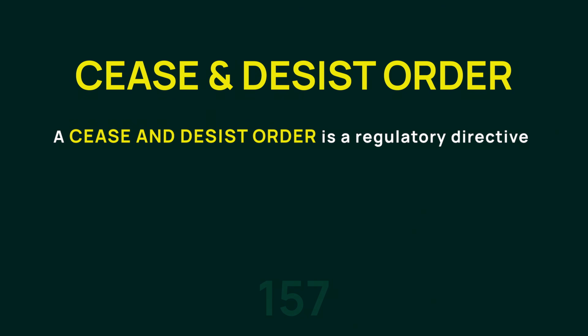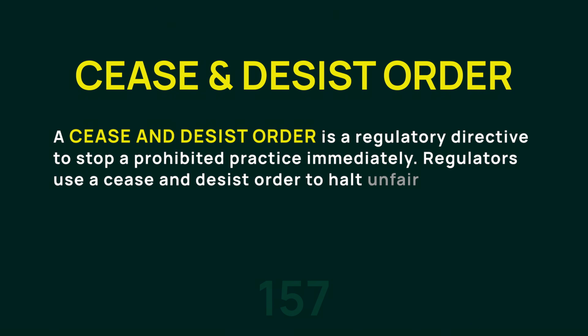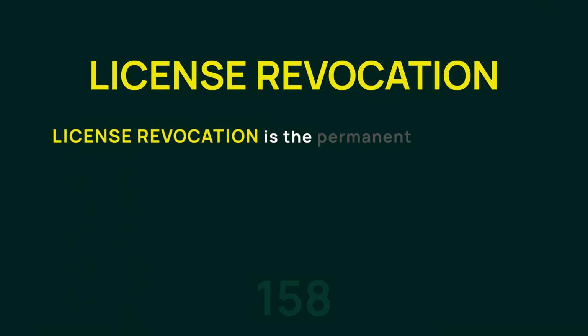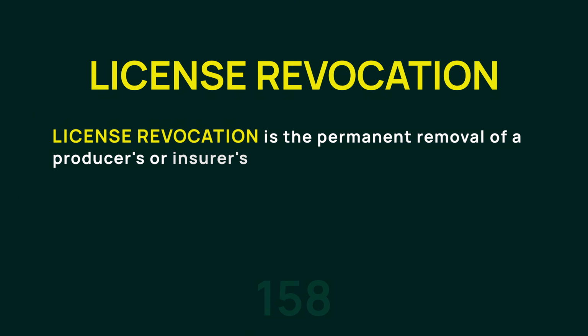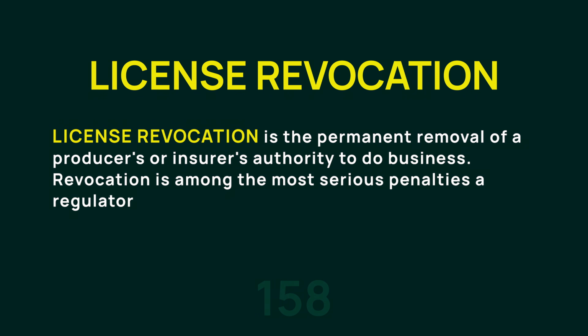Cease and desist order. A cease and desist order is a regulatory directive to stop a prohibited practice immediately. Regulators use a cease and desist order to halt unfair or unlawful conduct while a matter is resolved. License revocation. License revocation is the permanent removal of a producer's or insurer's authority to do business. Revocation is among the most serious penalties a regulator can impose for misconduct.